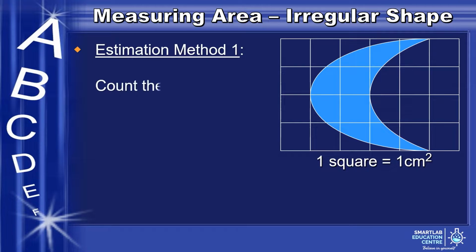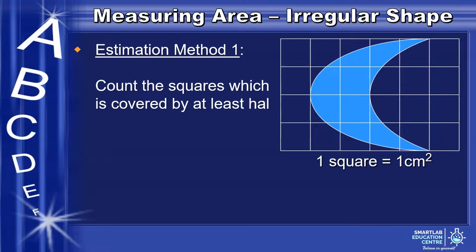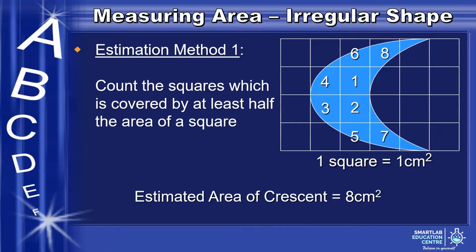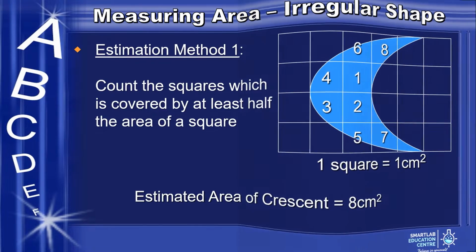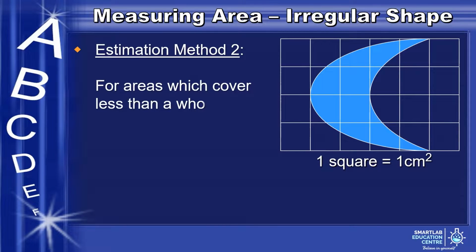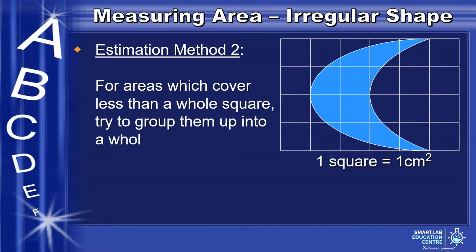Estimation method 1. Count the squares which are covered by at least half the area of a square. Estimation method 2. For areas which cover less than a whole square, try to group them up into a whole square.